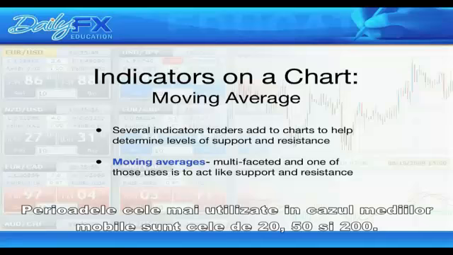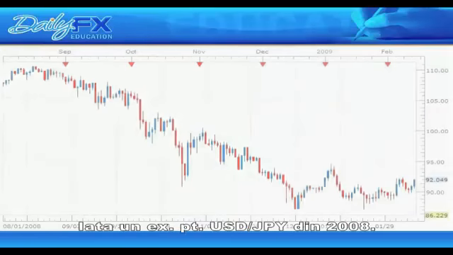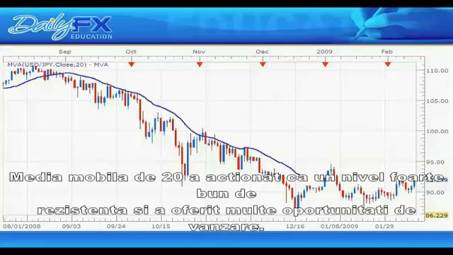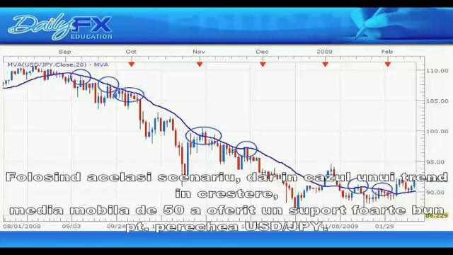Common lengths of moving averages to act as support and resistance are 20-period, 50-period, and 200-period moving averages. Here's an example of the dollar-yen from 2008, where the 20-period simple moving average offered strong resistance and provided many opportunities to go short.